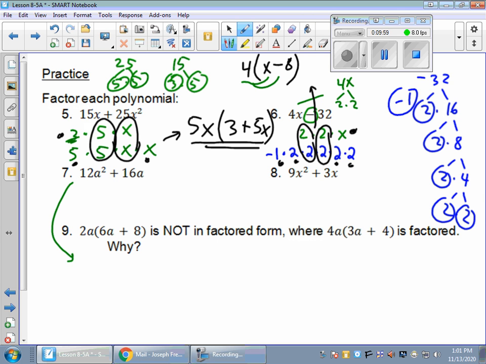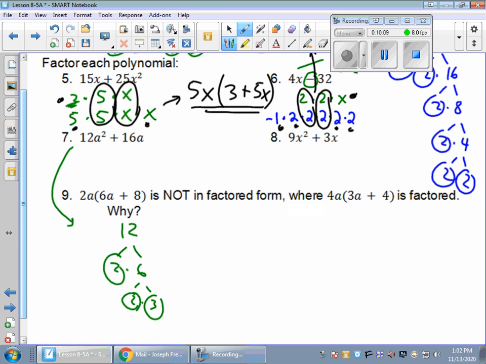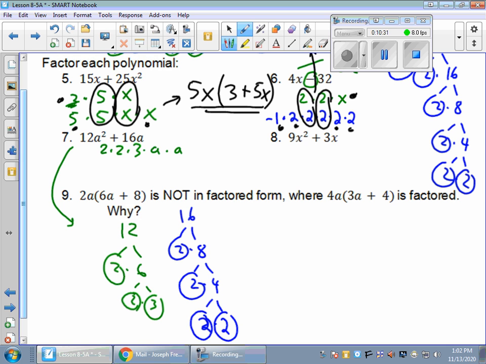So I'm going to take that 12, and I'm going to break down 12. Again, 2 times 6 and 2 times 3. Get a little bit more room here. So when I write this, I have 2 times 2 times 3 times a times a. Let's break down the number 16. 16, 2 times 8. 8, 2 times 4. 4, 2 times 2. So what we have here is 2 times 2 times 2 times 2, and we have an a.